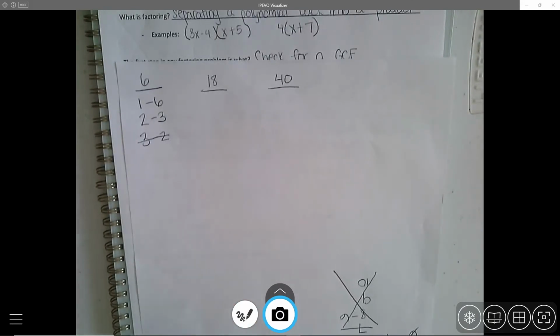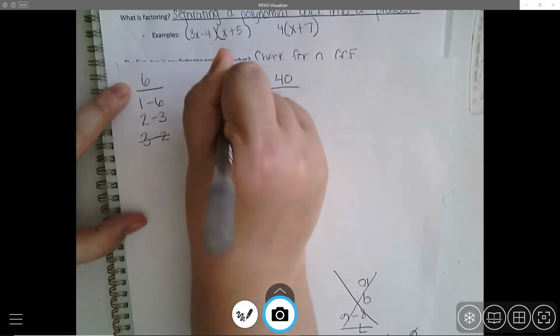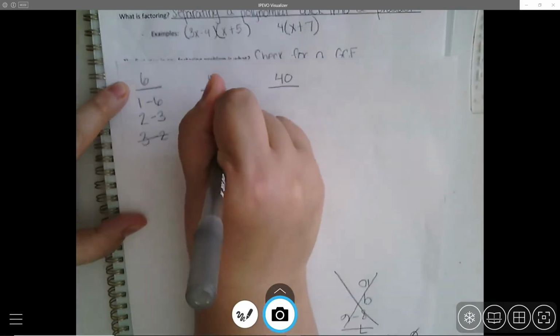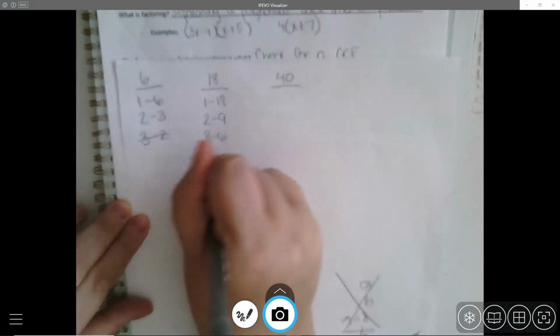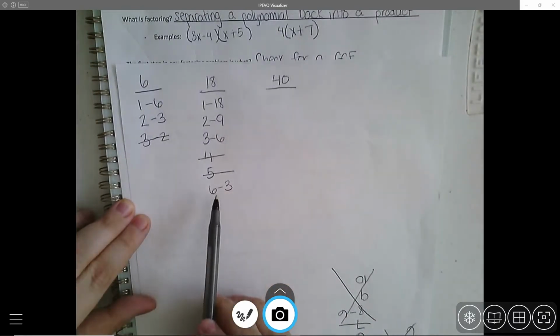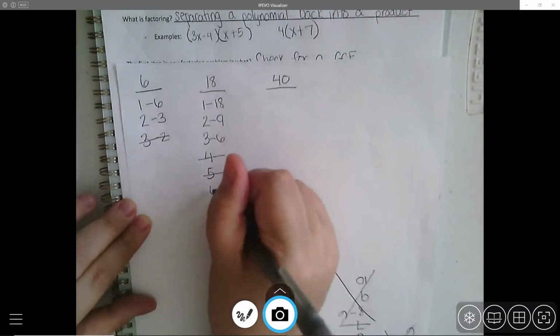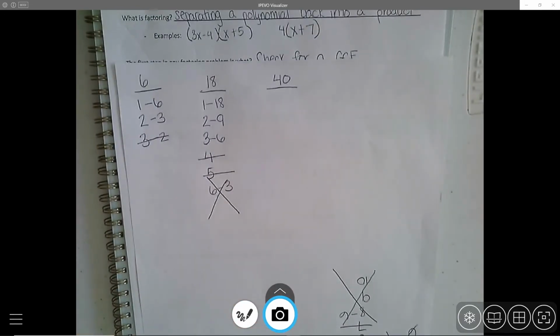Okay, if I go to 18, I have 1 and 18, 2 and 9, I have 3 and 6, 4 gives me a decimal, 5 gives me a decimal, I have 6 and 3. 3 and 6 and 6 and 3 are repeats, or the same number, so I'd have to cross it off. There would be my factors.